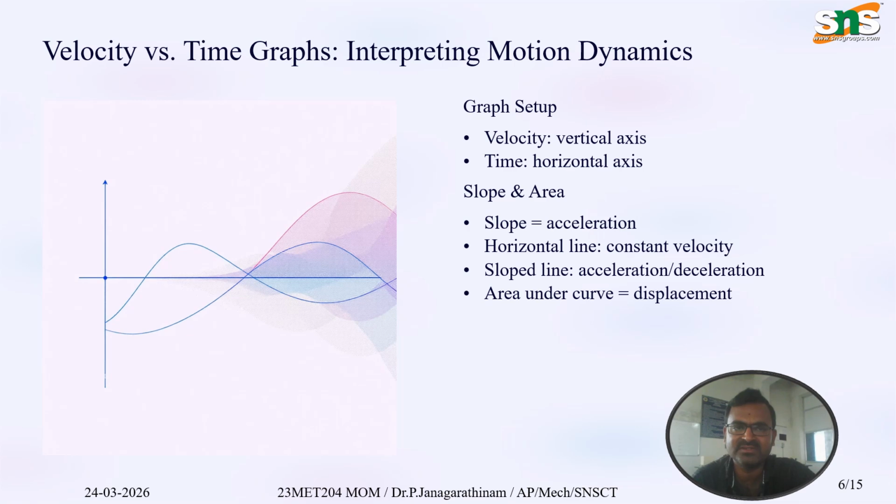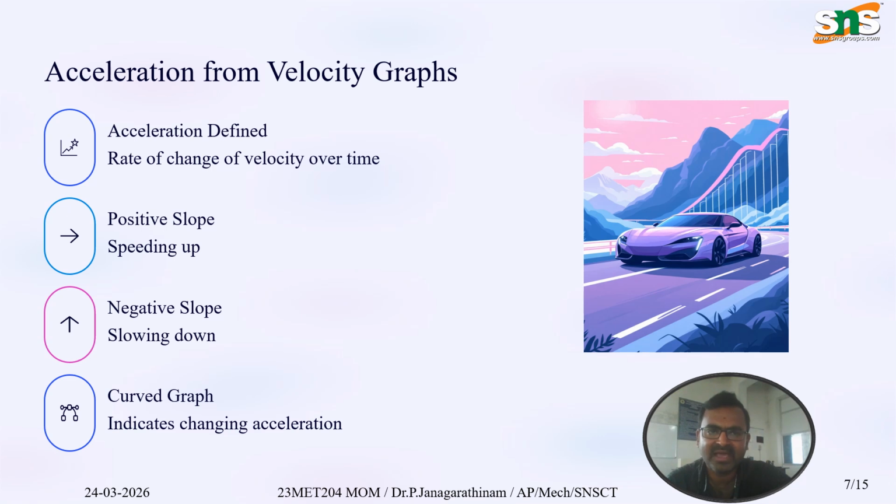This is the velocity versus time graph, interpreting the motion during dynamics. Velocity is on the vertical axis and time on the horizontal axis. The slope denotes acceleration, horizontal lines mean constant velocity, and a sloped line means acceleration or deceleration, either increasing or decreasing. The area under the curve is displacement. Acceleration is defined as the rate of change of velocity over time. A positive slope means speeding up, a negative slope means slowing down, and a curved graph indicates changing acceleration.